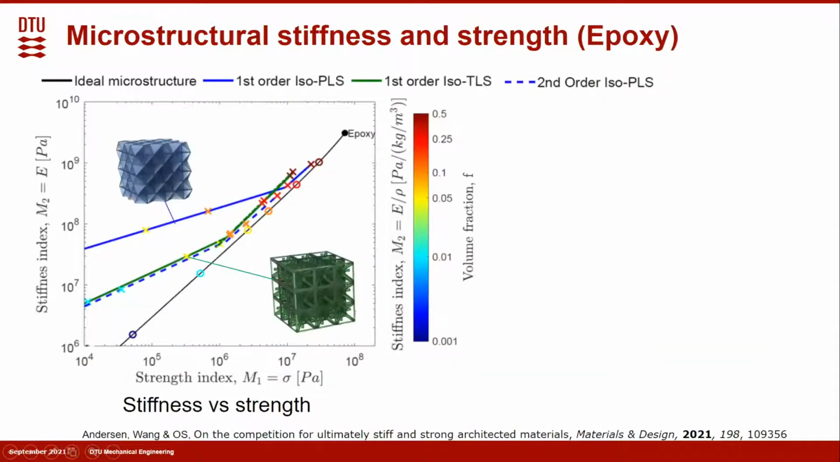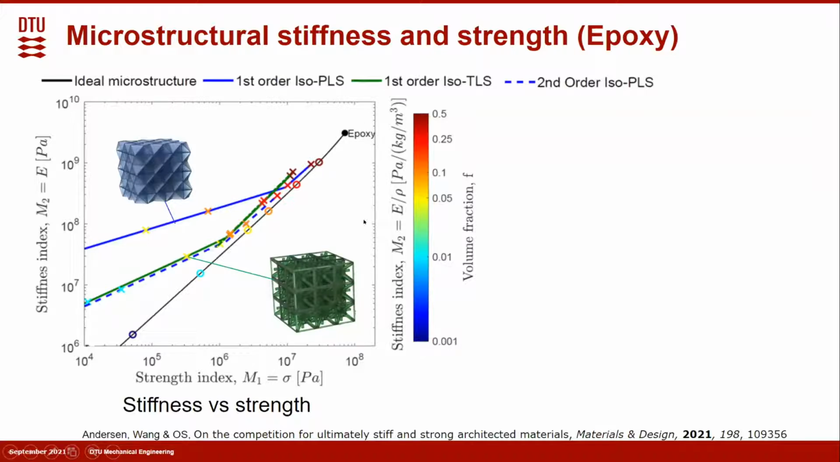So now we plot for different microstructures. We plot the stiffness versus strain plot. Here, in this plot, this kink indicates the transition point between buckling dominant strains at a low volume fraction to yielding dominant strains at a high volume fraction. Here we use epoxy as the base material, and the solid line indicates the ideal microstructures, which has the stiffness bound and yielding bound. And the black dot indicates the base material.